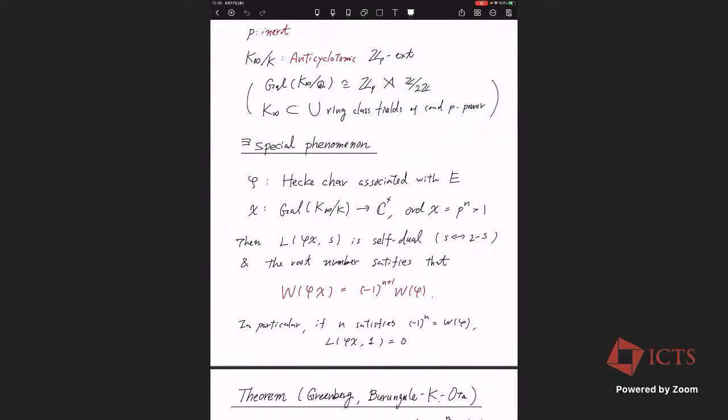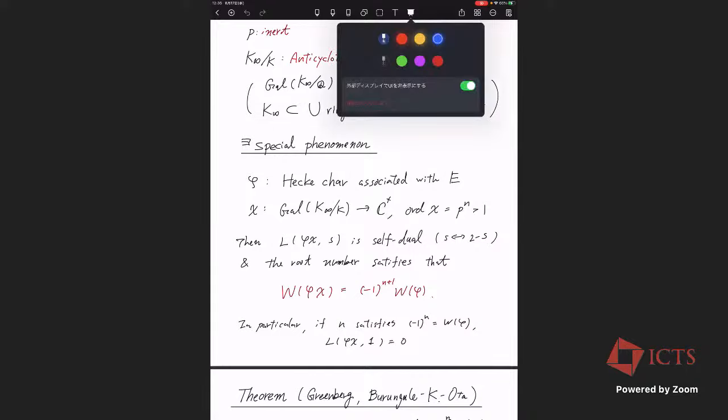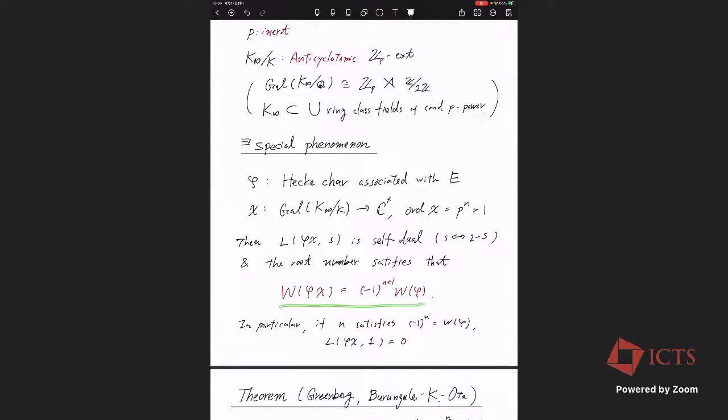So the L-function is self-dual, and so the root number is plus or minus 1, satisfying this formula. Usually in Iwasawa theory, the root number is constant, but in this setting, if you move chi, varying chi, then the root number changes depending on the parity of n. So it's a special phenomenon in this setting.